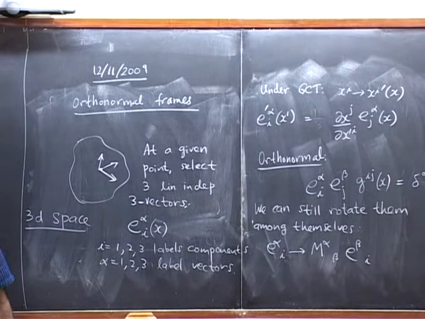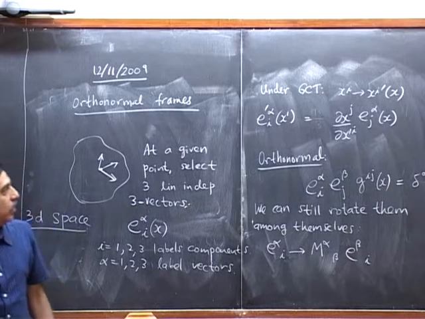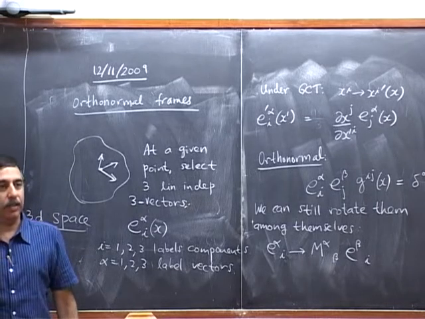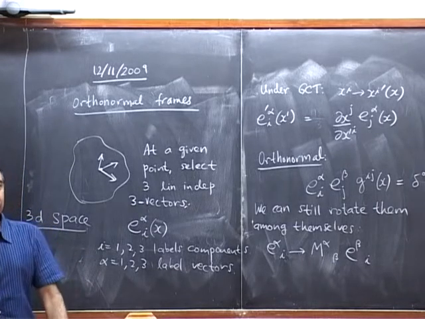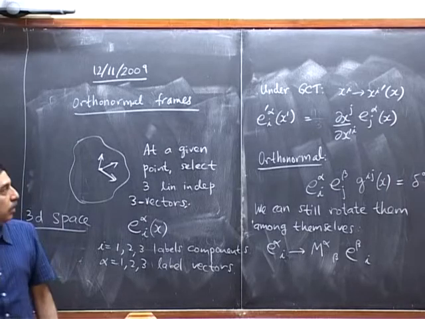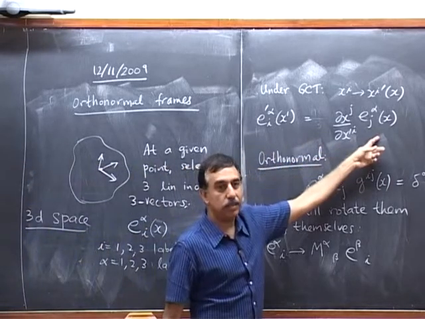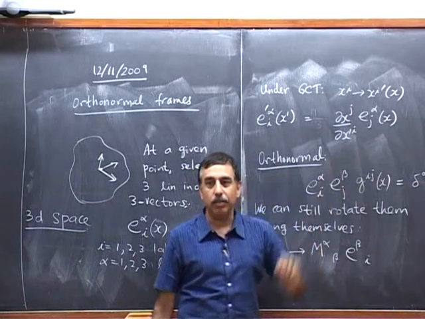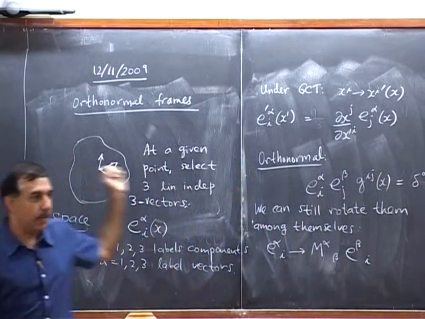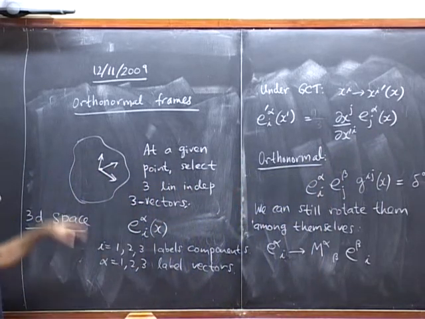Sir, in a general curved space, is it guaranteed that this set will be closed under this kind of rotation? Yeah, that's the same question as asking if I have 2 covariant vector fields, and I add them, is the result a covariant vector field with this transformation law? Answer is yes.